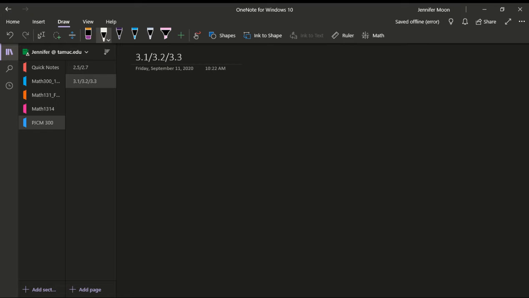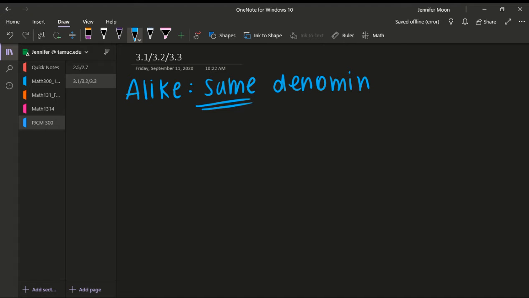Okay, 3.1, 2, and 3 are going to be about adding and subtracting fractions, like fractions and unlike fractions. So let's go ahead and start. I've always said alike. For alike fractions, they are alike because they have the same denominator. So when you have the same denominator, adding and subtracting fractions is very easy, way easier than when they aren't the same. A few examples of that.